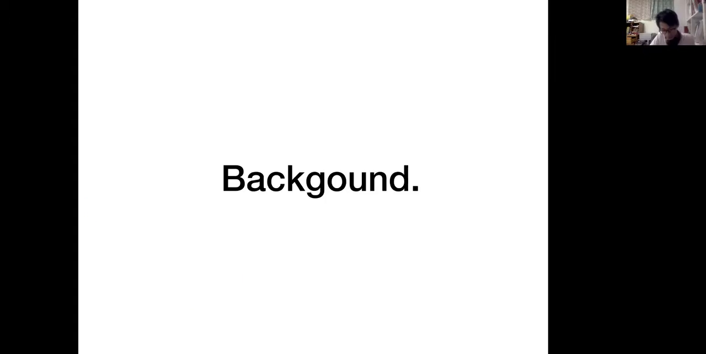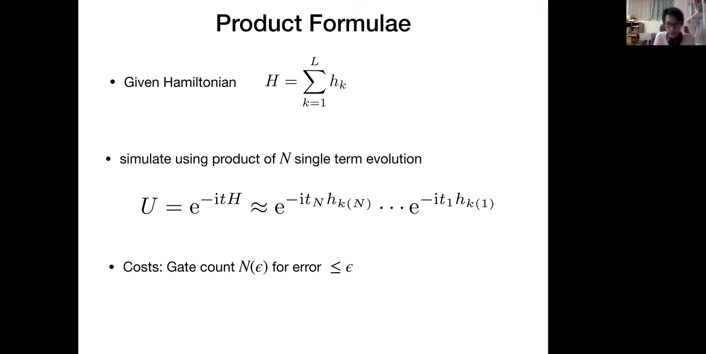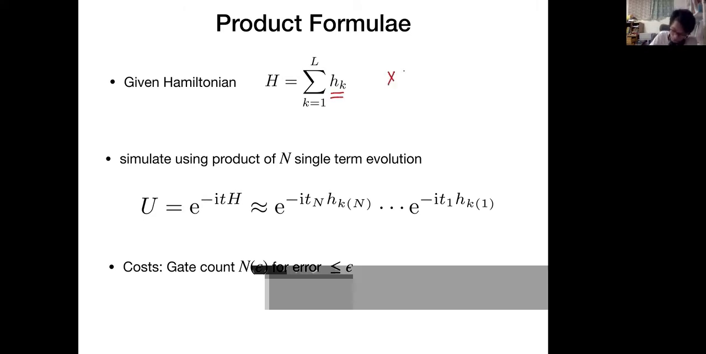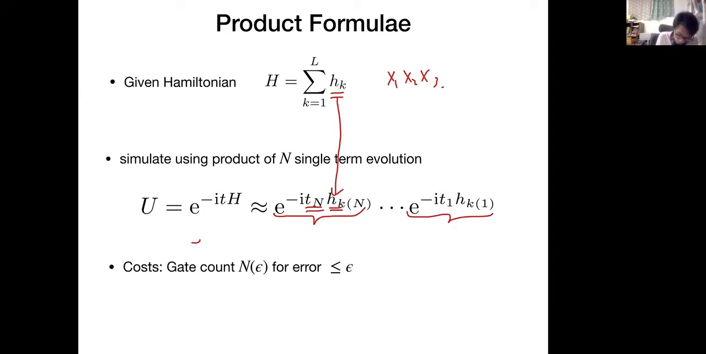Okay, let's start reviewing some relevant background. Given the Hamiltonian as a sum of a few simple terms, you should think of these as a few-term Pauli sum. A product formula is going to simulate the ideal evolution using a product of individual terms. Each of these terms is going to be simple. So one of them comes here, and you're going to choose what time to evolve for. Usually it suffices to approximate a short time evolution, and you can get long time by just repeating it.